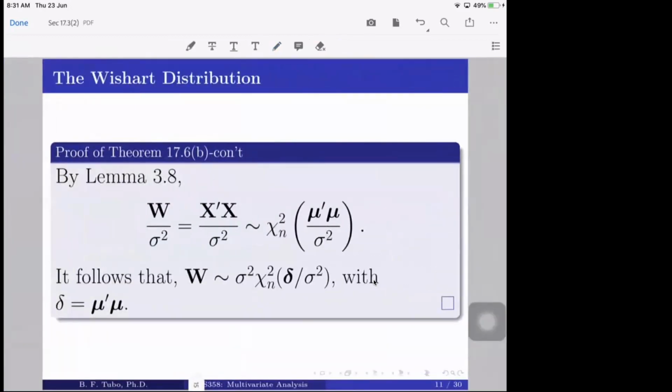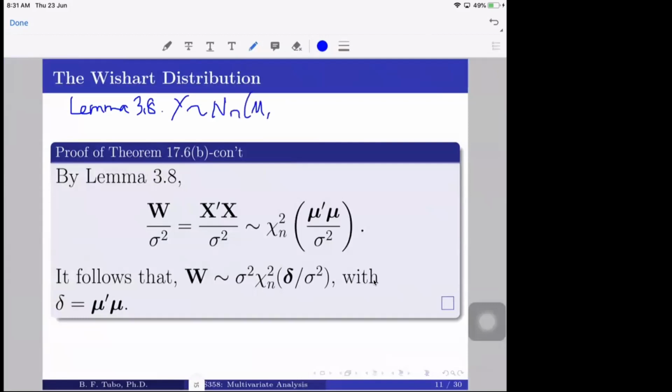So you have that. And then you use the result of lemma 3.8. So if you look at the result of lemma 3.8, the assumptions, you always look at the assumptions, no? So look at lemma 3.8, and make sure that the assumptions are satisfied. Lemma 3.8 tells you that the y should be normal with mean mu and covariance sigma squared I.